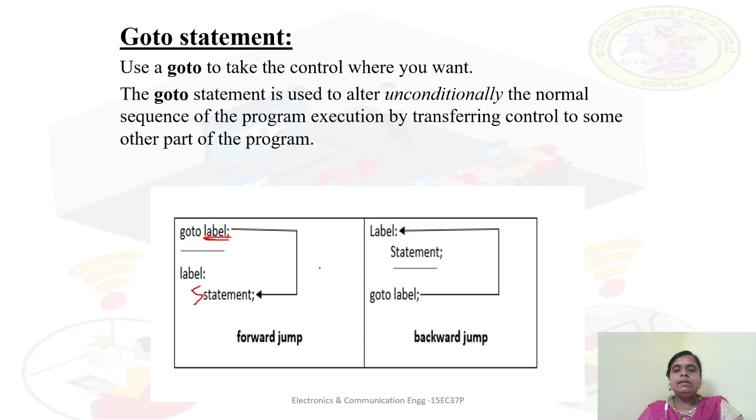So here what is happening, the control is just jumping to the statement whose address is being mentioned. Here I have mentioned the address in the label, so it goes to that particular statement. The same way, when I mention this label here, it goes to this particular statement. Forward jump and backward jump, both are possible.